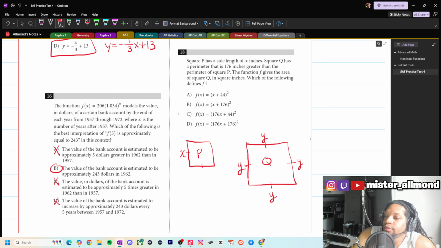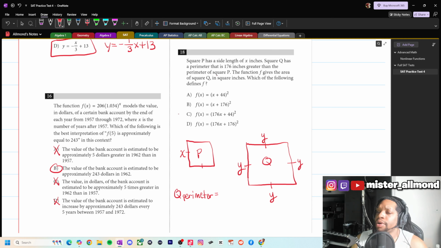All right. So square Q's perimeter. Here's how I'm going to do it. I hate that they use capital P and then dealing with perimeter at the same time. But I'll do it like this. The perimeter of Q, what did it say? Whatever square P's perimeter is plus 176. And then remember, to get a perimeter of a square, it's just the side length times 4. So I'll go like this.